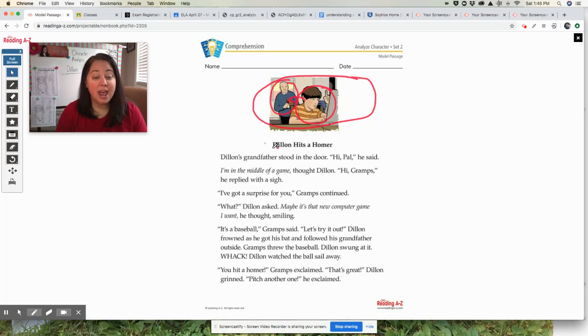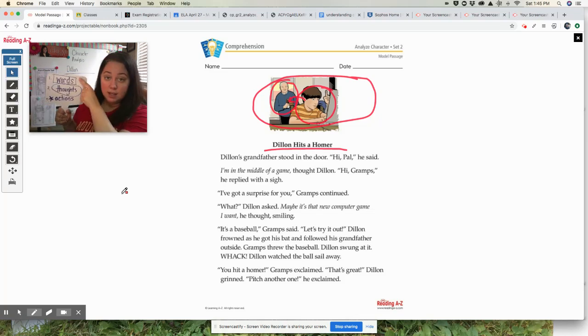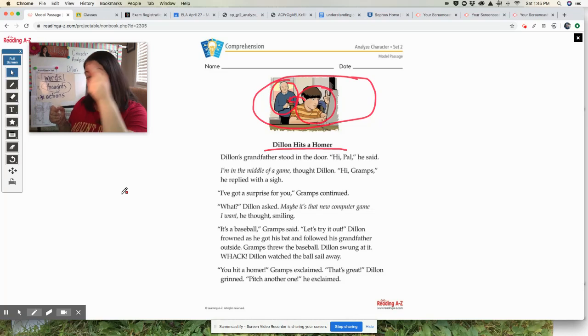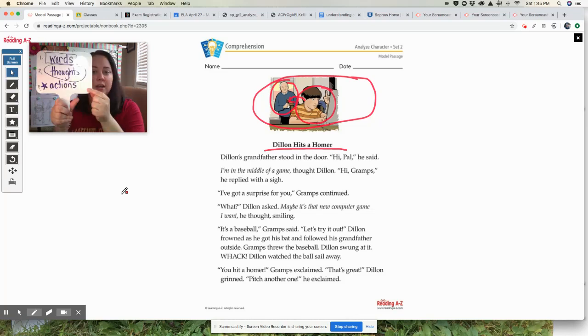So now the title of this story is Dylan Hits a Homer. So who's Dylan and who's hitting the homer? I don't know, but as I'm reading, again, don't forget, listen for the characters' words, think about what the character is thinking, and the actions of the character.